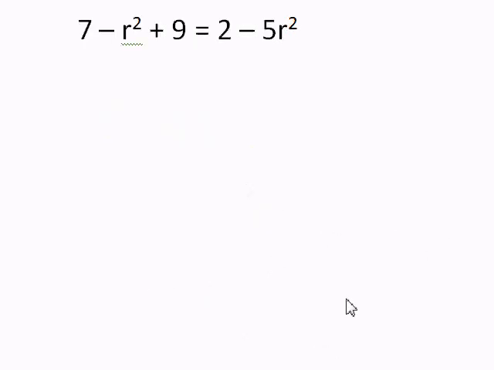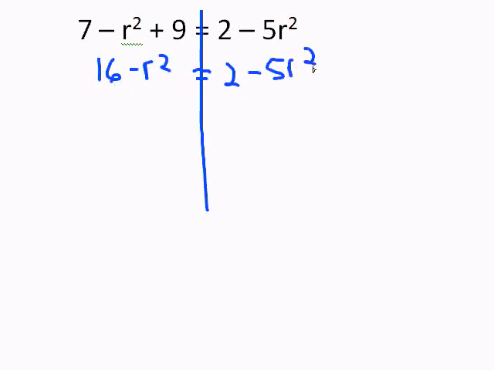For our last example, we've got r squareds on both sides of the equation. In addition, you'll notice that not all the sides of the equations are simplified. So really what I'm always going to do first is I'm going to get all my r squareds on the same side after simplifying. So I've got a 7 and a plus 9, that gives me 16 minus r squared is equal to 2 minus 5r squared.